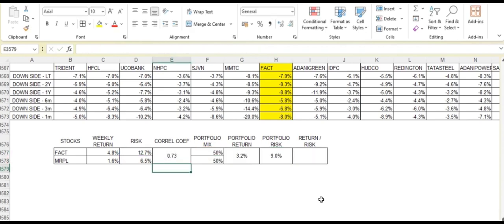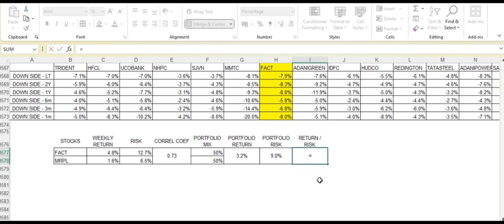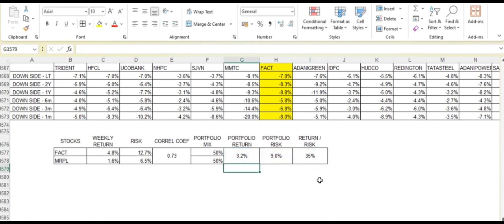Once we do the calculation, we see that the portfolio risk comes out to be 9%. The return to risk ratio can likewise be calculated from these two values, and it comes to about 35%. Now the question is, what should be the ideal mix of the portfolio? And that's the final step in today's calculation.